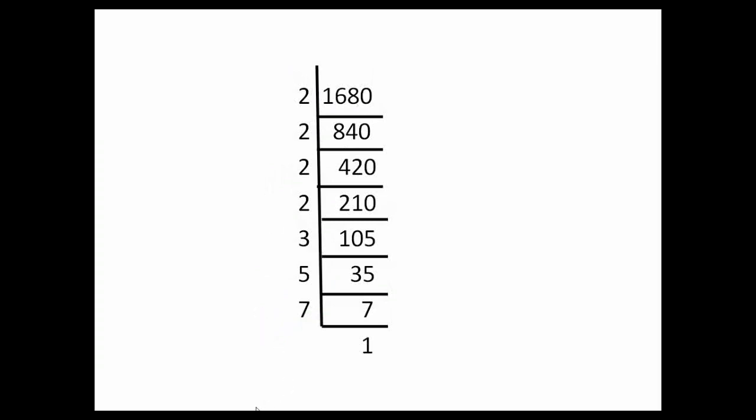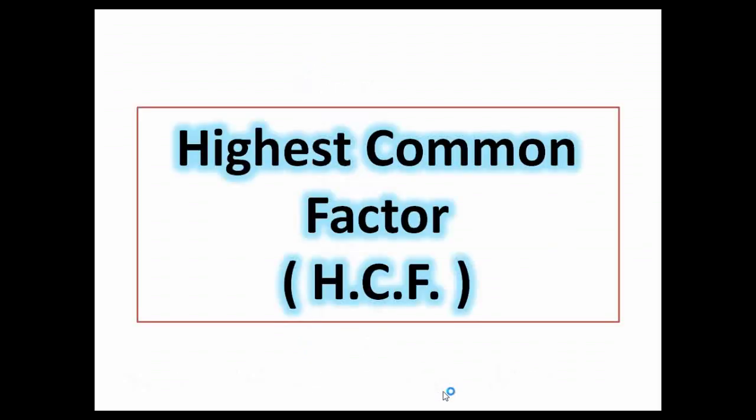Now we will represent them as a product of primes. So 1680 is equal to the product of all these prime factors. Clear? Next, highest common factor.